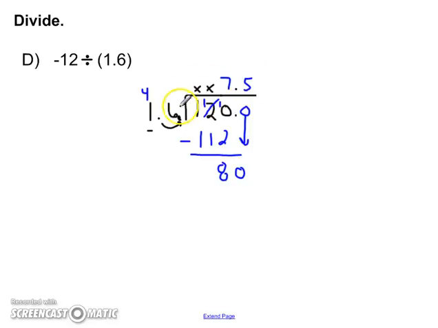Let's see what happens. 6 times 5 is 30, and it ends in 0, so I'm taking an educated guess that this will end up being a 5. 5 times 1 is 5, plus 3 is 8, and yep, 80. So it terminates right there. Negative 7 and 5/10, because remember, negative divided by positive is negative.